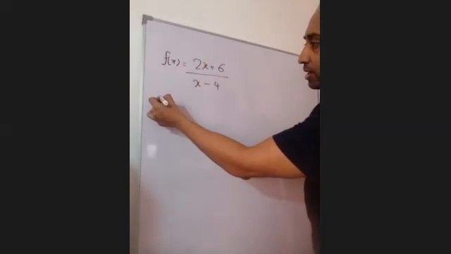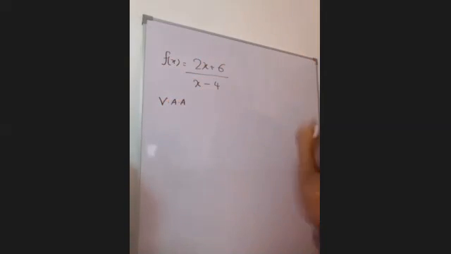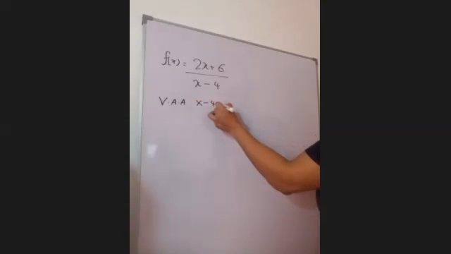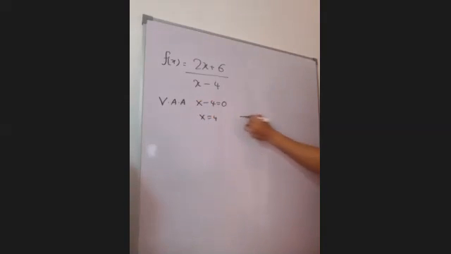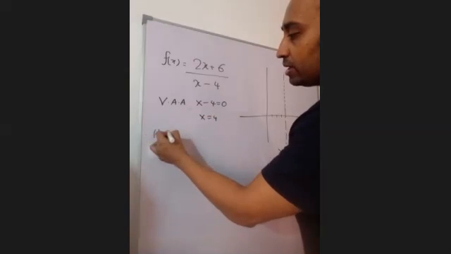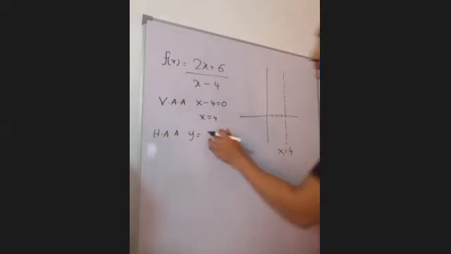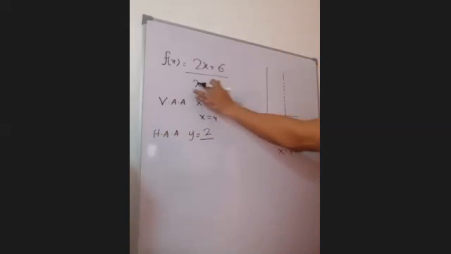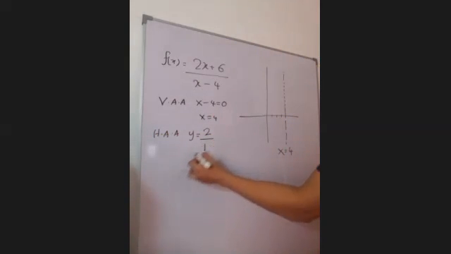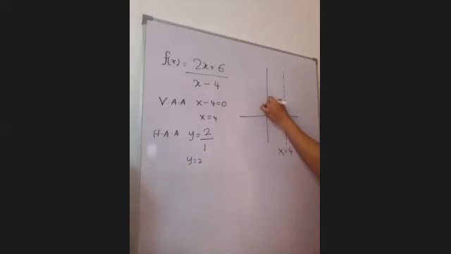Initially, we need to find the vertical axis of asymptote. How do you get it? Put x minus 4 equals 0, therefore x equals 4. Let's draw this. 1, 2, 3, 4. We'll draw x equals 4. Then we will draw the horizontal axis of asymptote. y equals the coefficient of x in the numerator, which is 2, divided by the coefficient of x in the denominator, which is 1. So y equals 2 would be the answer. This is y equals 2.